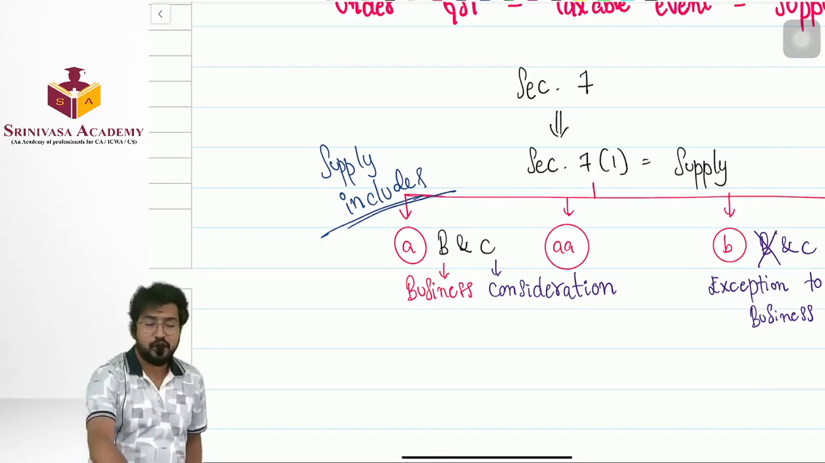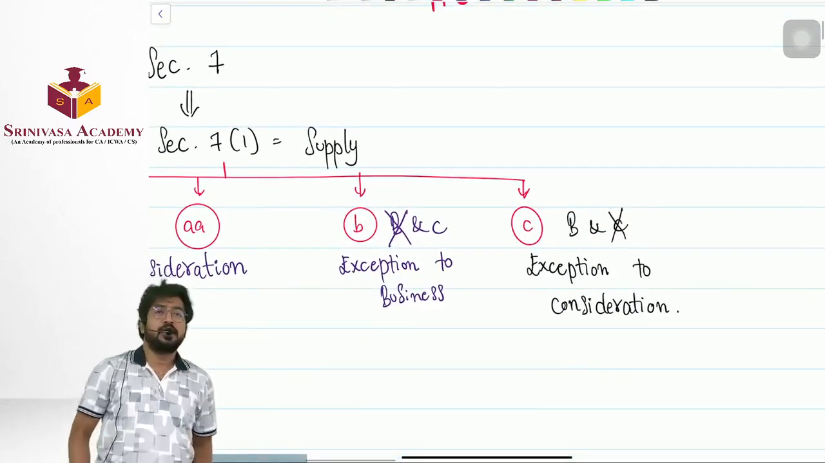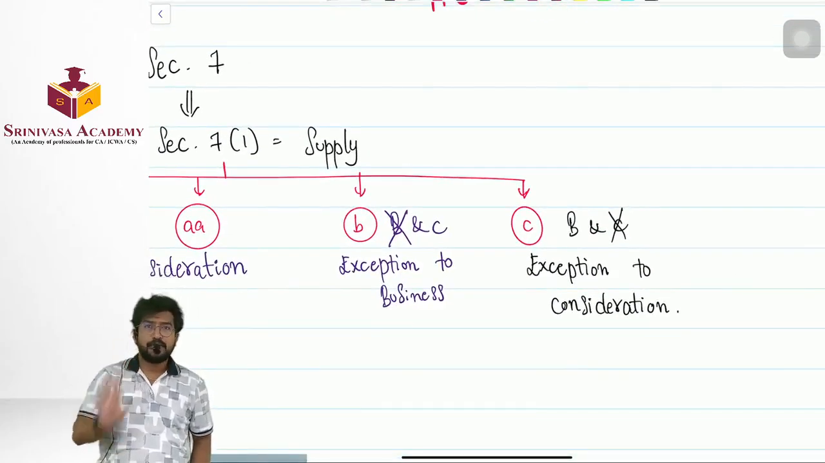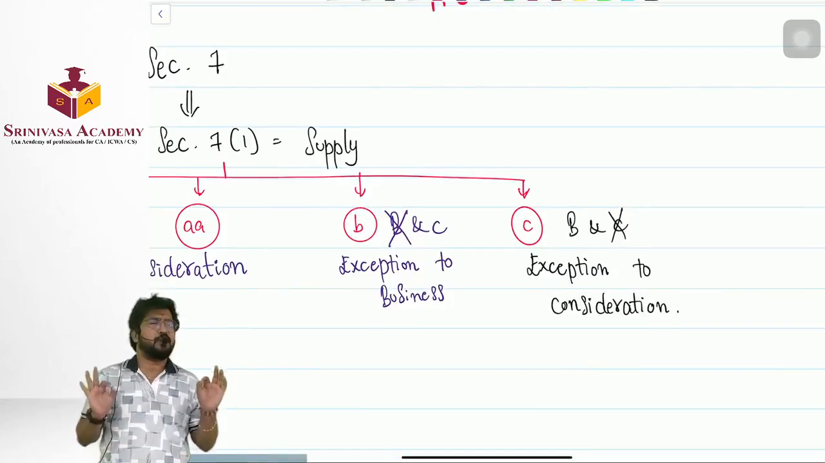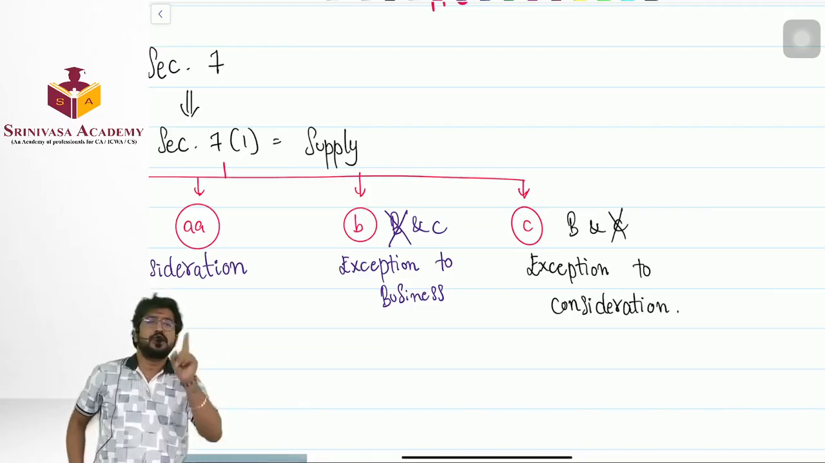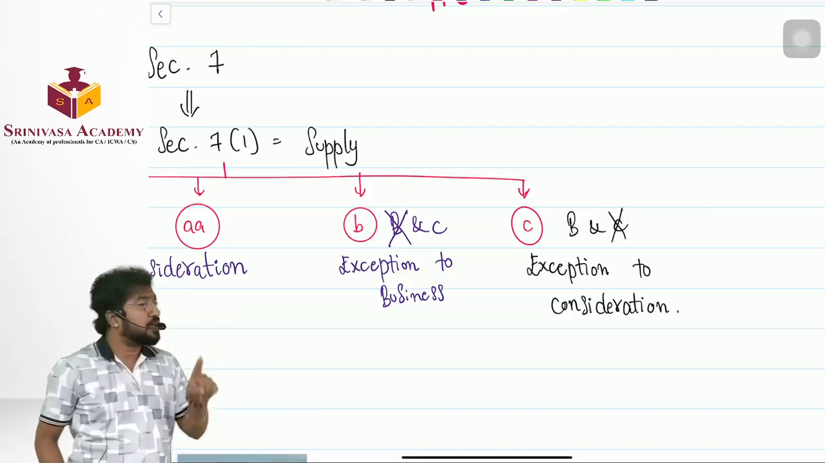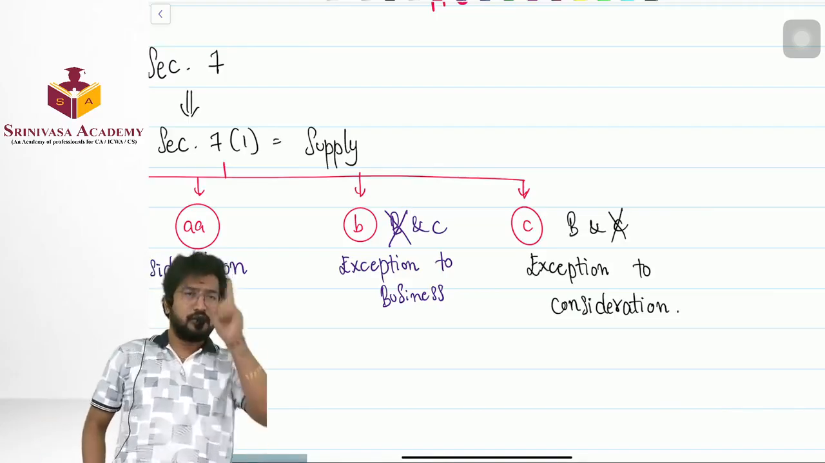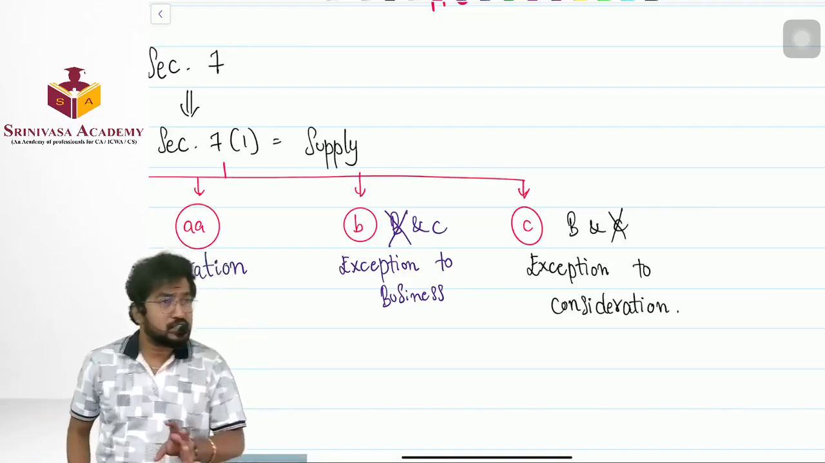Now, clause B. Here we are talking about importation of service. Very, very, very important. Please remember properly. I have notes also. Notes, everything I'll share to you. Just remember, importation of service. Importation of service for consideration, without consideration, for consideration. Because this is clause B.